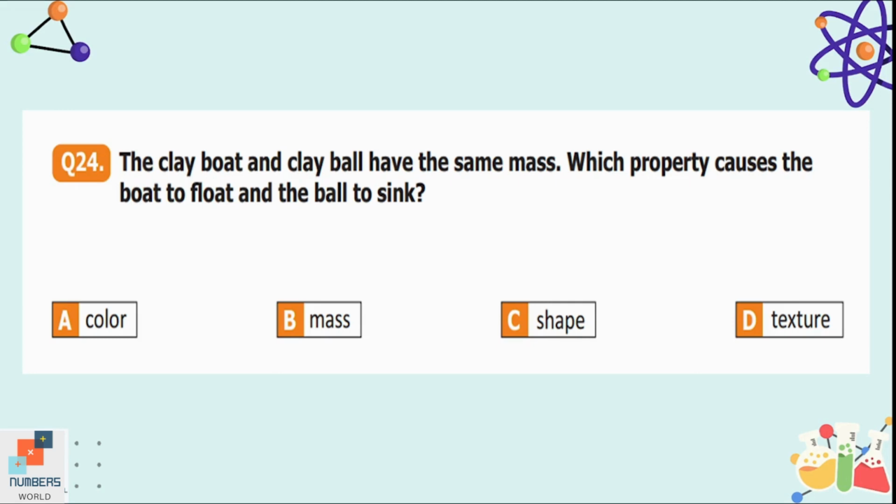So in the case of the clay boat, its shape allows it to displace a larger volume of water than the clay ball, even though they have the same mass. This means that the clay boat has lower density than water. Objects with lower density than water will float because they exert less pressure on the water than the water exerts on them, causing them to float. Conversely, the clay ball has a higher density than water, so it sinks. This is because the water exerts more pressure on the ball than the ball exerts on the water, causing it to sink. So here option C is the correct option. It's due to their shape.